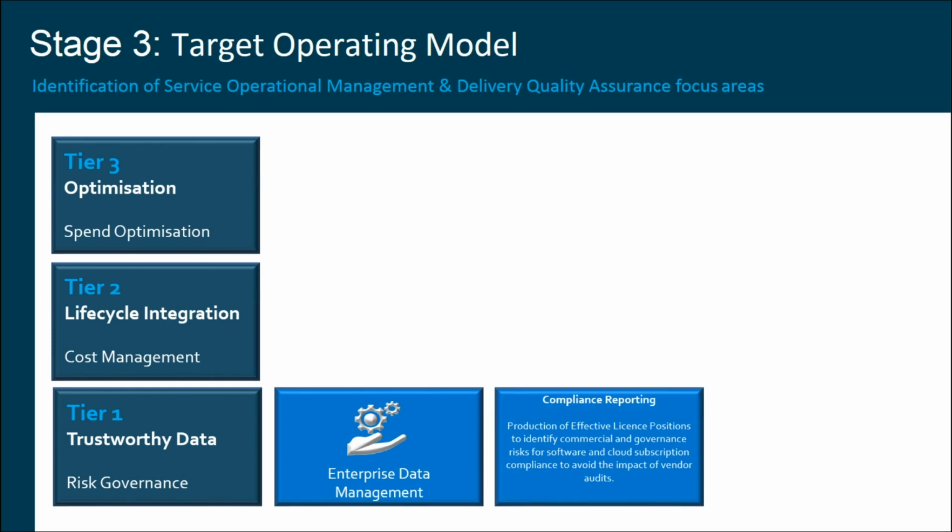Alongside that, in terms of the tier of trustworthy data, we then have compliance reporting itself, and this really focuses on the production of effective license positions, really to ward off the impact of vendor audits. And often you will take a prioritised view of that, or you may decide that it's policy that you want everything compliance measured. The key part of this in your discussions and the designing of the target operating model is understanding where the law of diminishing returns sits.